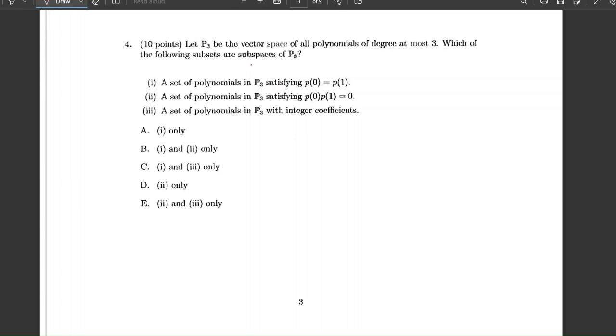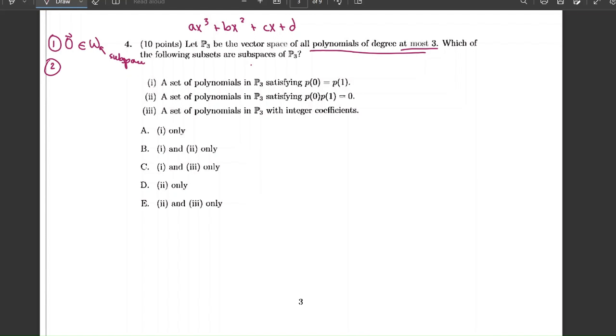In this problem, we have: let P3 be the vector space of all polynomials of degree at most 3. So this means that P3 consists of polynomials in this form, ax cubed plus bx squared plus cx plus d, where a, b, c, d could be 0 because it says the degree is at most 3. Which of the following subsets are subspaces of P3? First of all, the requirement for a subspace is that the 0 vector is within the subspace. So I'll denote the subspace as W.